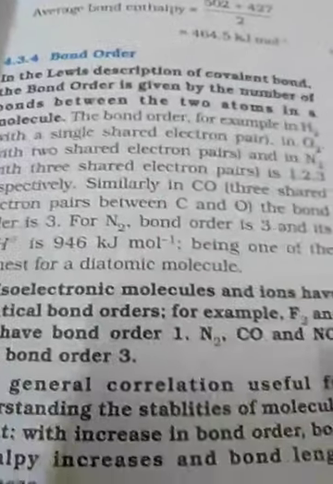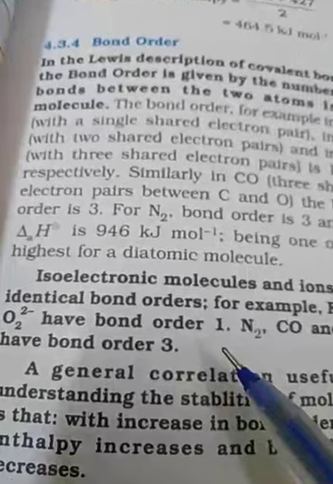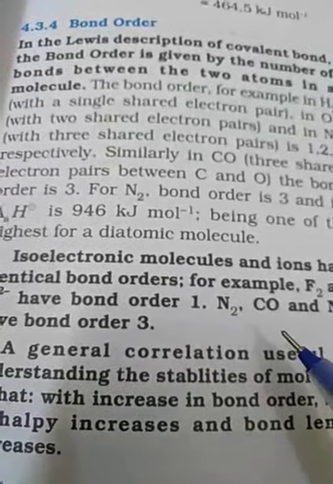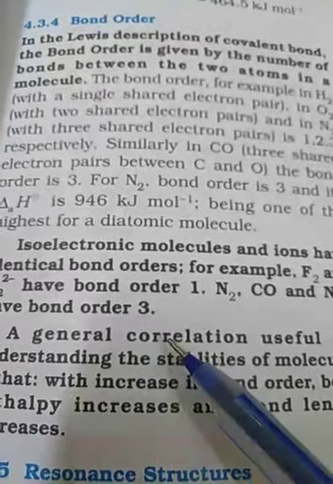But O2 minus 2 means 2 more electrons. Okay. So, 2 more electrons. So, you count the number. They are identical with this. Okay. So, they are having the same bond orders. For example, F2 and O2 minus 2 have bond order 1. N2, CO and NO plus 1 have bond order 3.